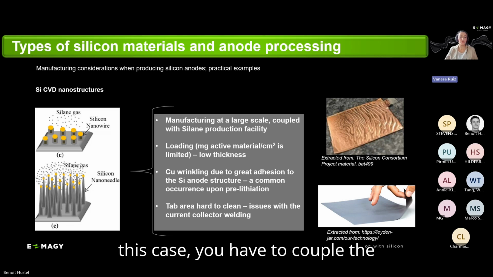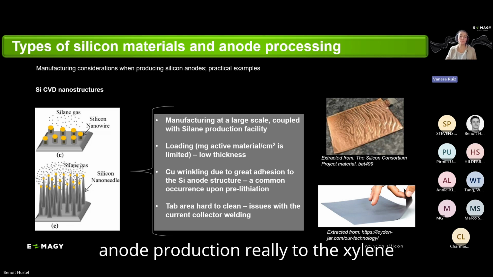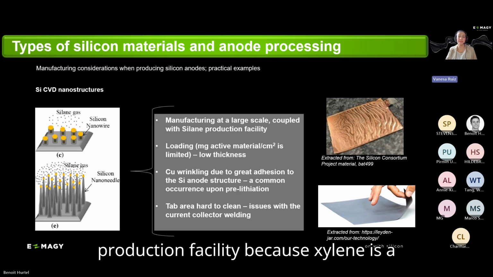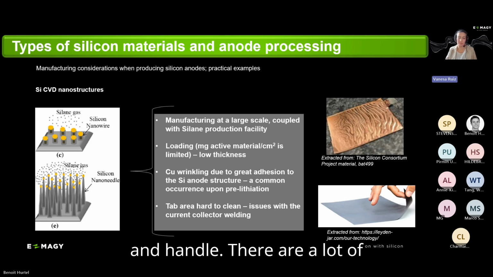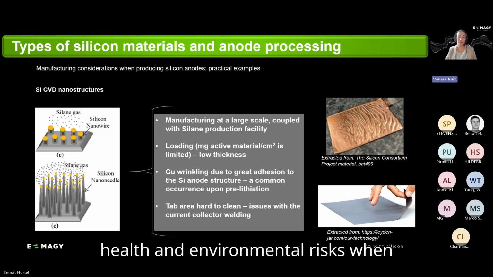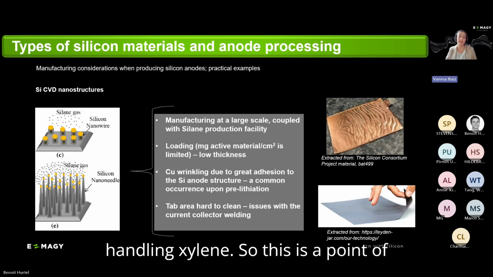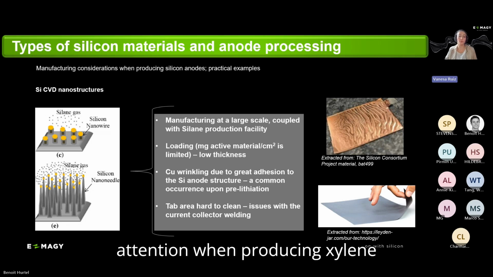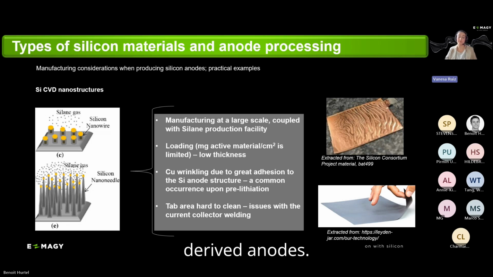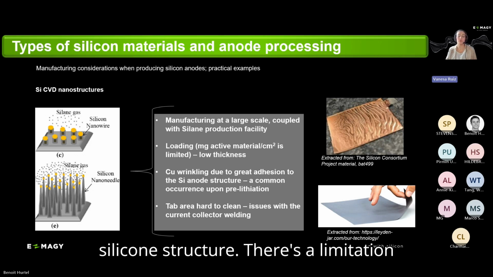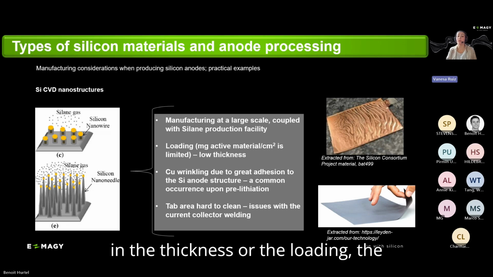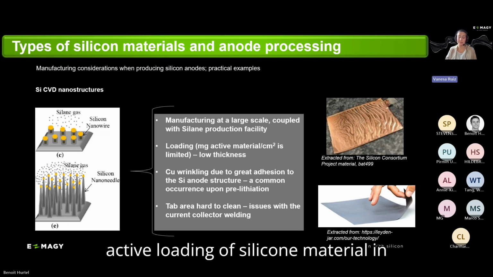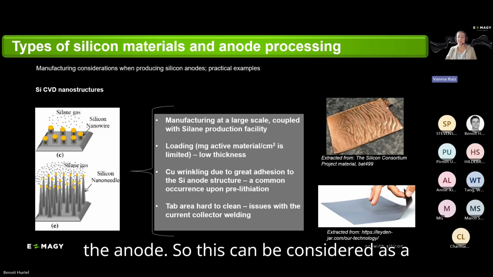In this case, you have to couple the anode production really to the silane production facility, because silane is a gas that you cannot so easily transport and handle. There are a lot of associated risks, health and environmental risks, when handling silane. So this is a point of attention when producing silane-derived anodes. Of course, you have a limit as well on how much you can grow the silicon structure. There's a limitation in the thickness or the active loading of silicon material in the anode. So this can be considered a drawback.